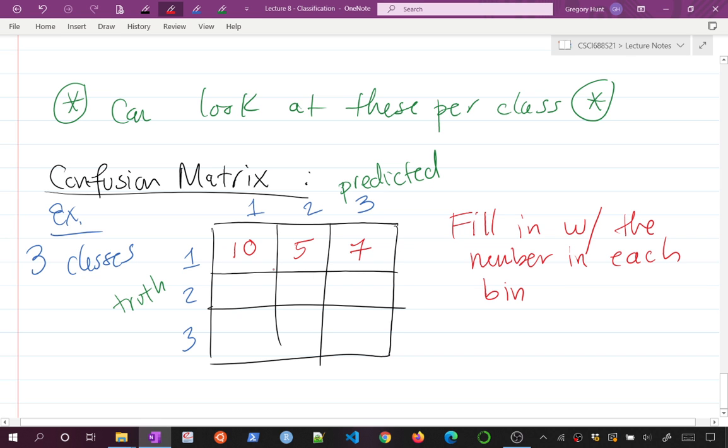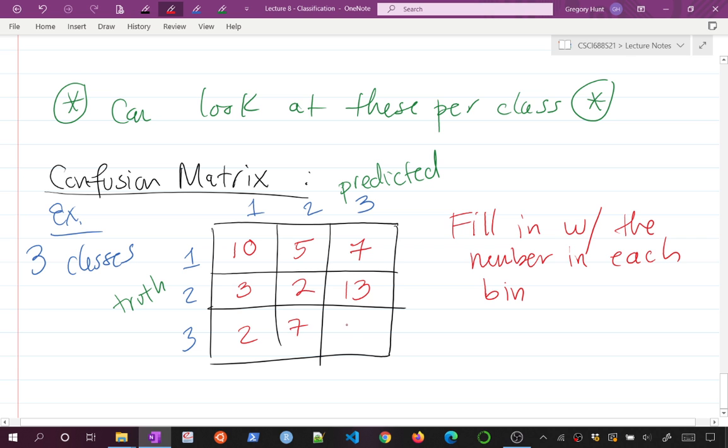And you could fill in the rest of the table. And obviously in code, it just automatically would generate this. It's very easy. It's just a little 2x2 table or n-by-n table. So maybe of the things truly in class 2, I predicted 3 of them in class 1, 2 in class 2, not great, and I predicted 13 of them in class 3. So I'm not really good at predicting class 2.